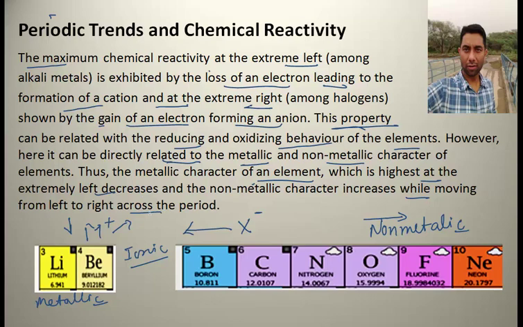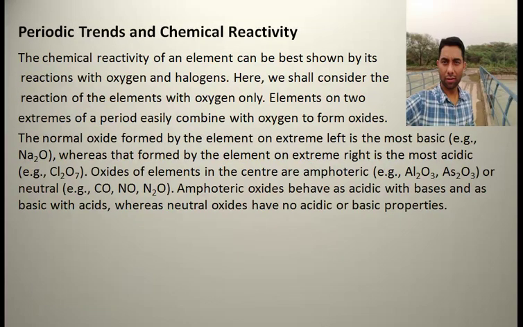And across the period, metallic character decreases, and downwards what happens? Downwards, non-metallic character goes on decreasing, or metallic character increases, right? The chemical reactivity of an element can be best shown by its reaction with oxygen and halogens, right?